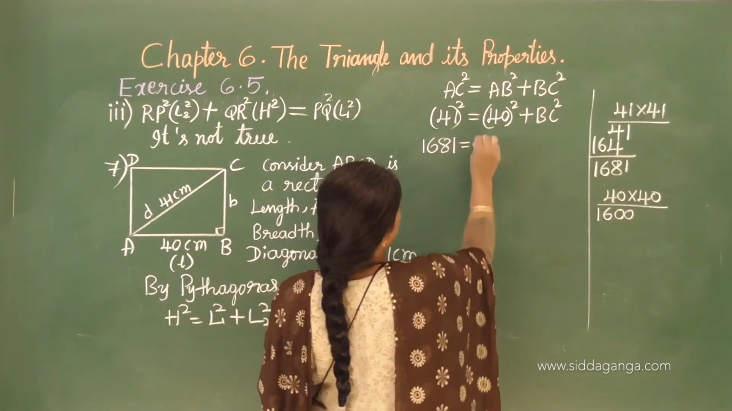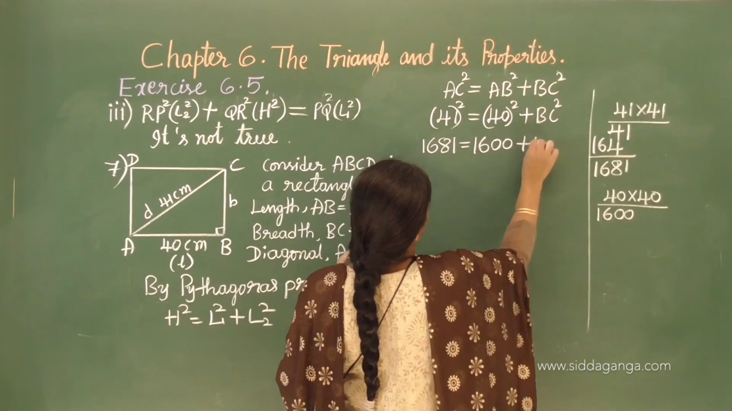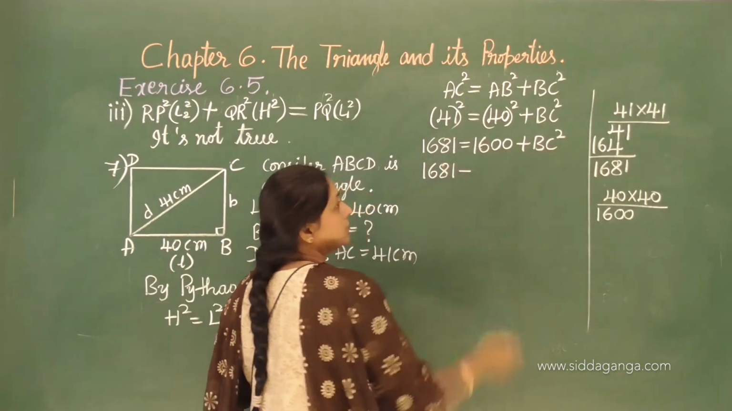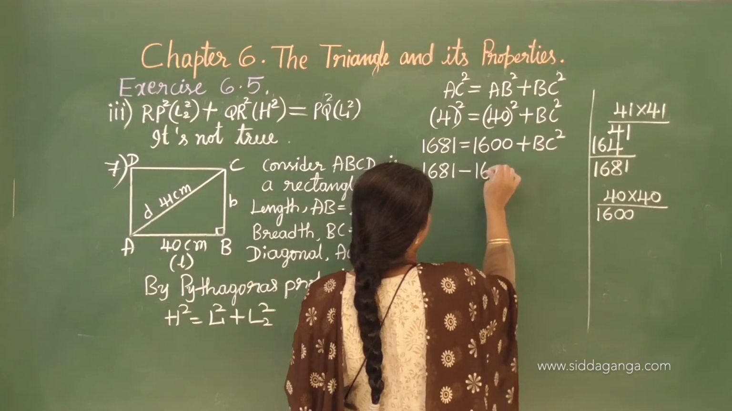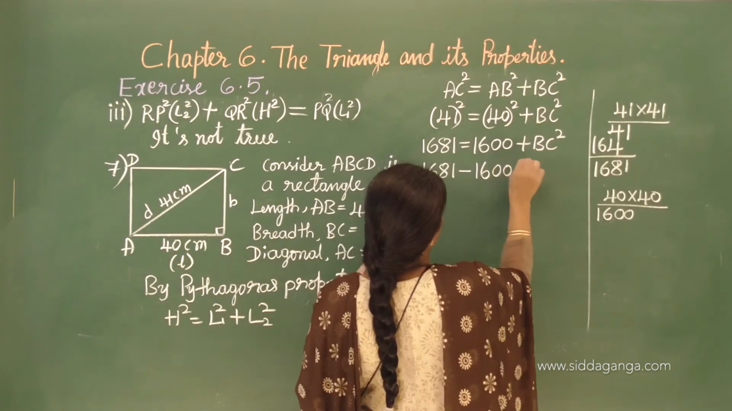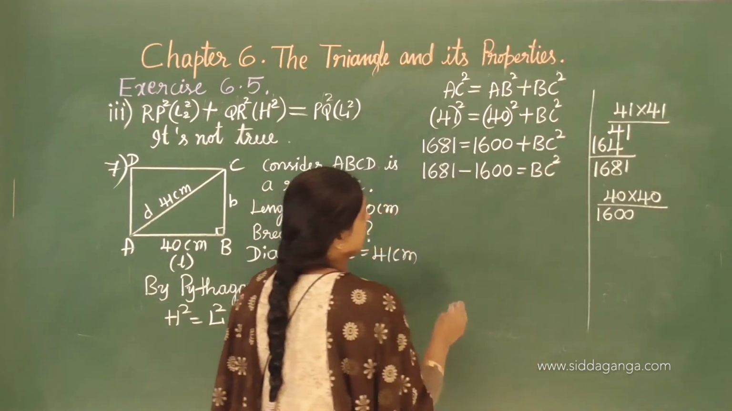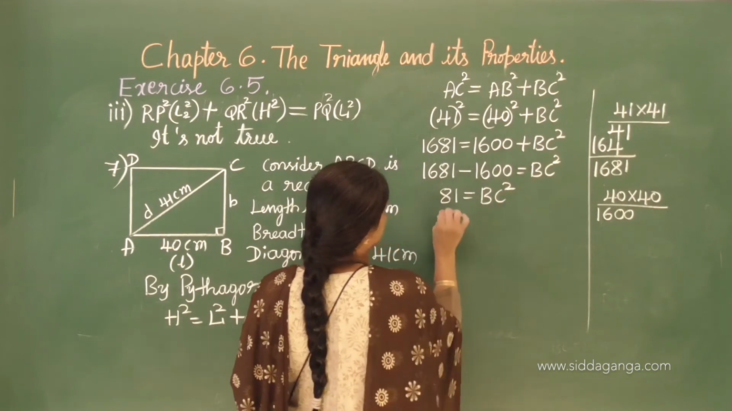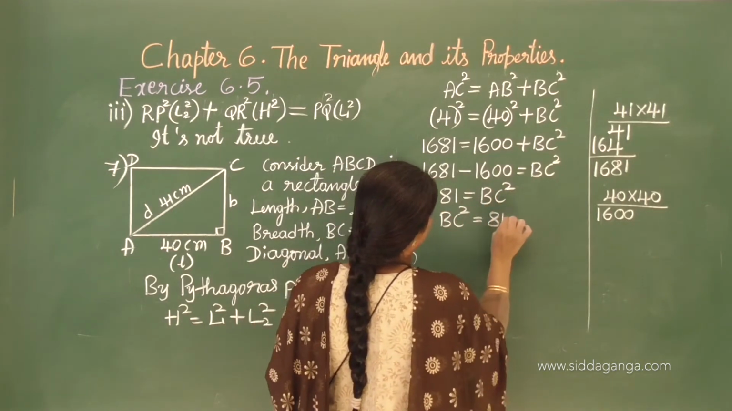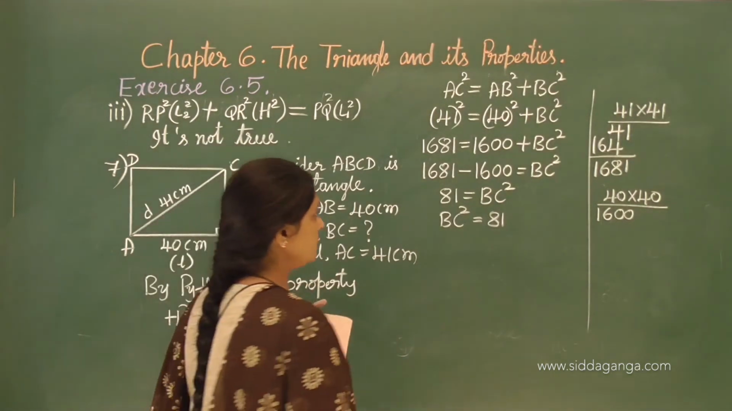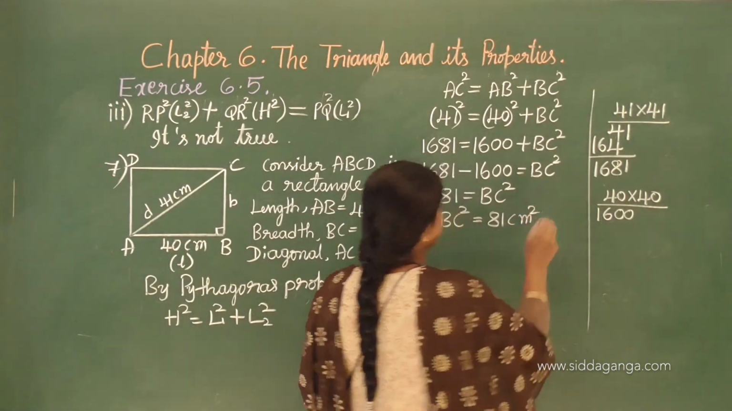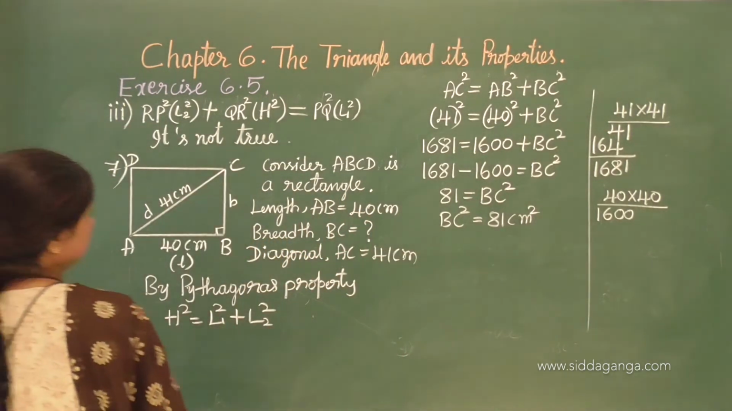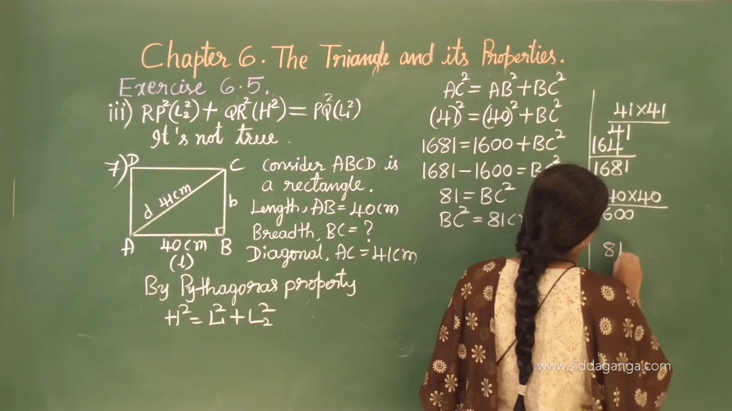1681 is equal to 1600 plus BC square. So bring 1600 to the left side, then it will be minus 1600 is equal to BC square. Subtract this, then we get 81 is equal to BC square. That is BC square is equal to 81 centimeter square. Okay, then what do we have to find? Here we have to find the root of this 81.